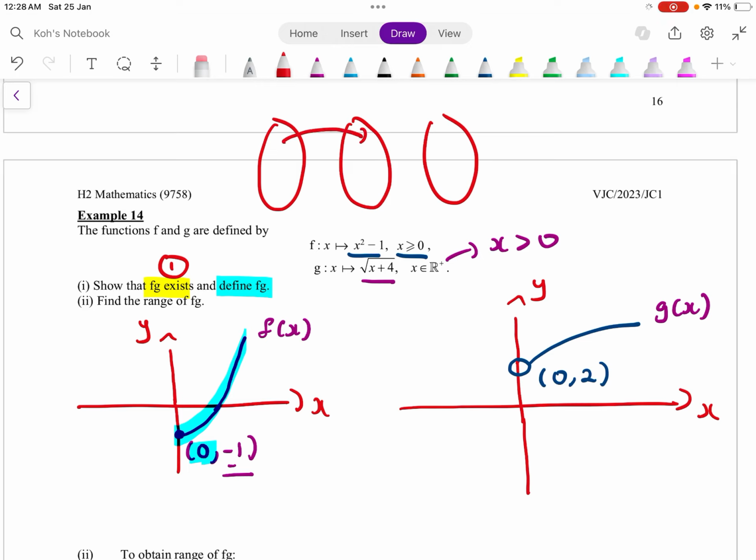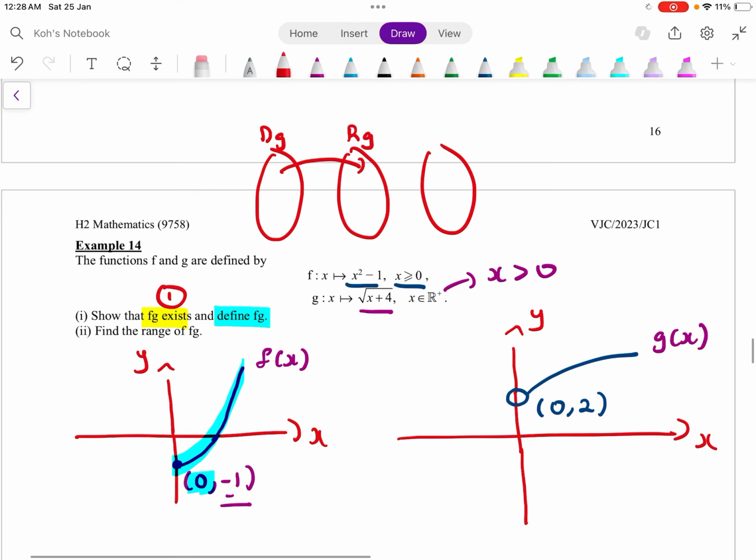So here is the domain of g, meaning the x coordinate of g. When you sub in the x coordinate of g, you will get the y coordinate of g, meaning the range of g. Then after that, if you sub in the domain of f, which is the x coordinate of f, you will get the y coordinate of f, meaning the range of f. So as long as the range of g is a subset of the domain of f, the composite function fg will exist.